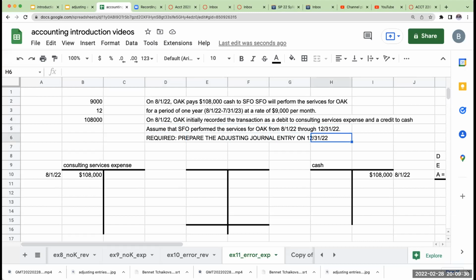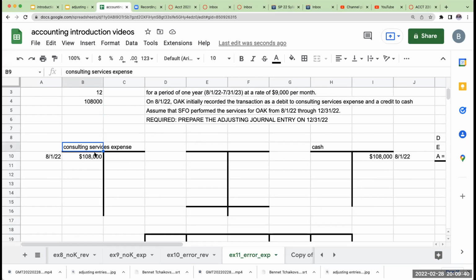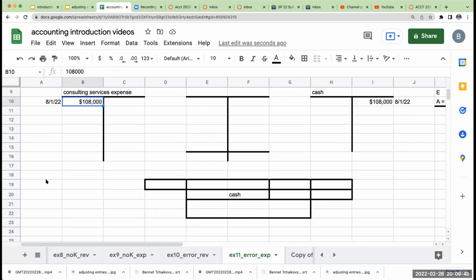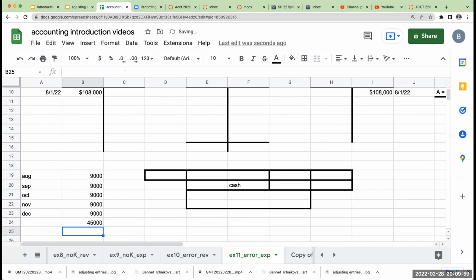Assume that SFO performed the services for Oakland from August 1st to December 31st, and then we're going to prepare the adjusting journal entry. So when we look at consulting services expense, this does not reflect what was used. This reflects 12 months. What we need is August, September, October, November, December. We used each month, a total of $9,000. So the amount of our consulting services expense should be $45,000. So right here, this needs to be 45 grand.